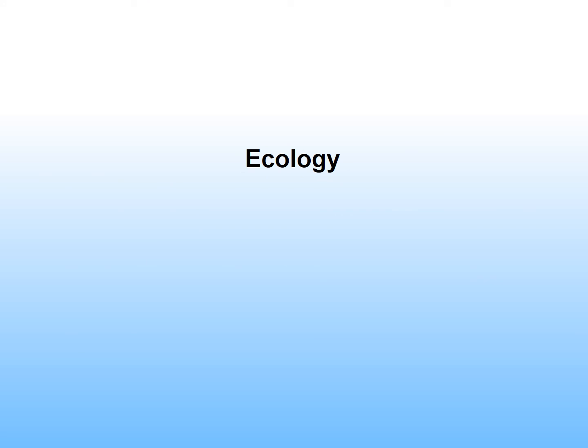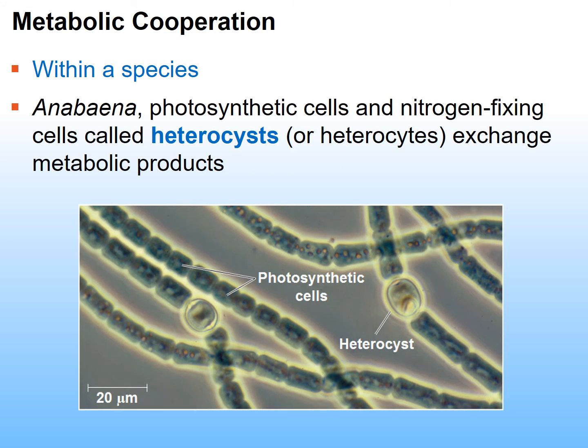So let's talk about ecology. This is more like interactions with other organisms, right, and the environment. I already mentioned this already. We have what's called metabolic cooperation. Cooperation can occur within a species and it can occur between species. This is an example of one that occurs within a species. This is all the same species, but however, you can see the cells look different.